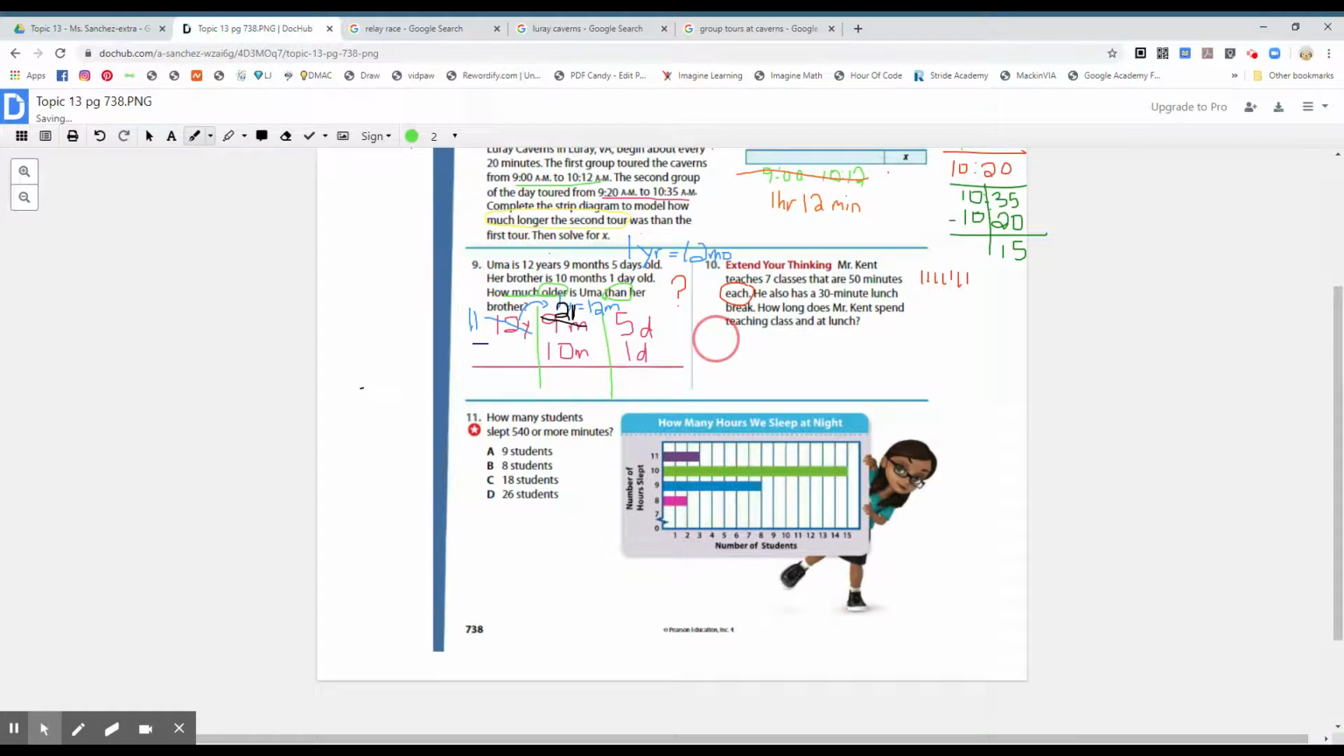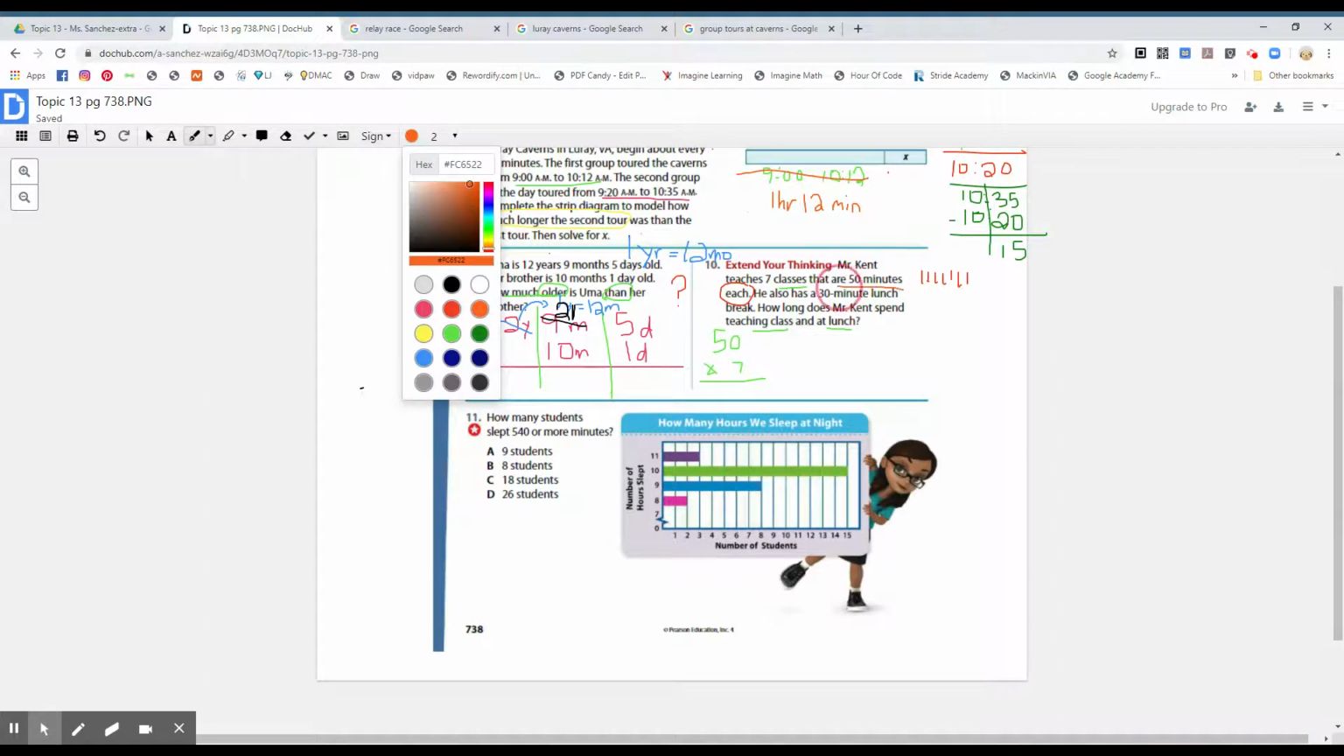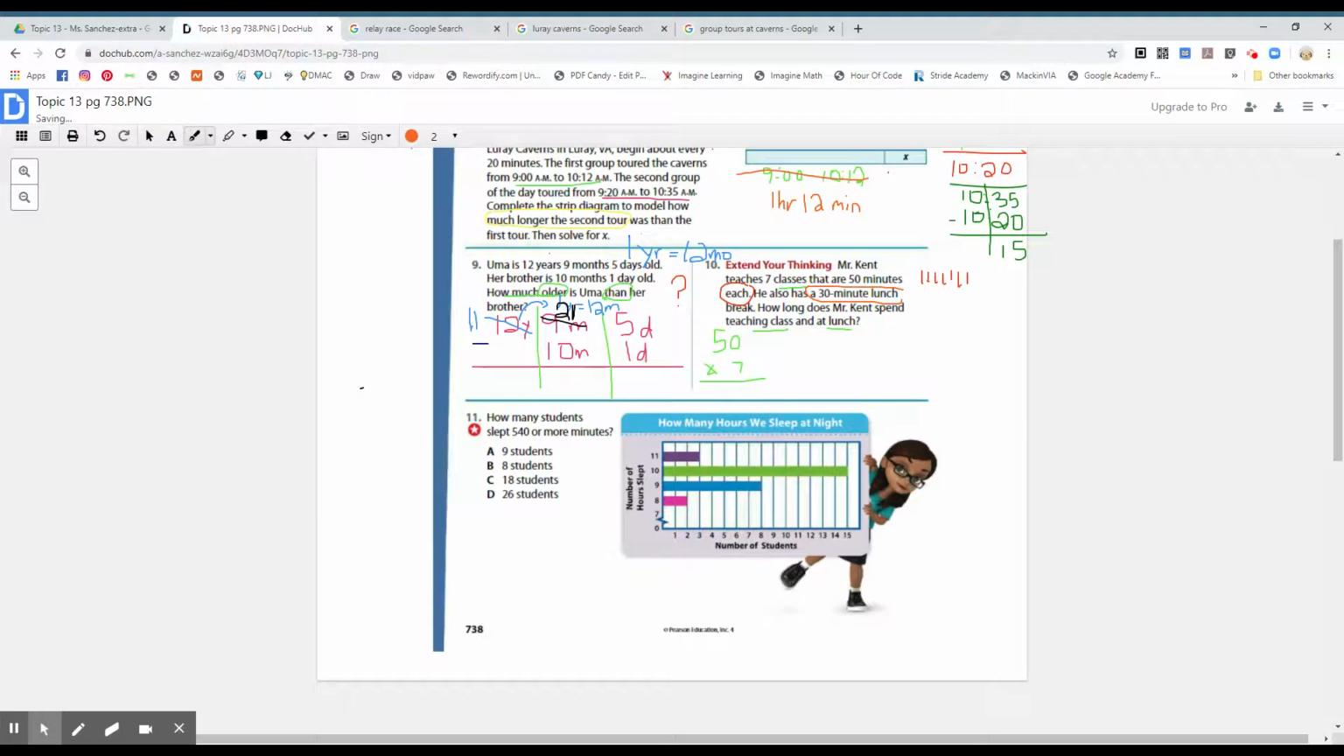So it's 50 minutes times 7. And once you do that, boys and girls, that's going to give you the minutes, but just for his classes. That's just classes. They want to know how much time you spend teaching class and at lunch. So that'll give you the minutes for his class, but also, boys and girls, he took 30 minutes for lunch. And they want that included with your total. So once you have these minutes, boys and girls, don't forget to add it to the 30 minutes. Okay? So once again, that's another one that I'm going to leave for you to complete.